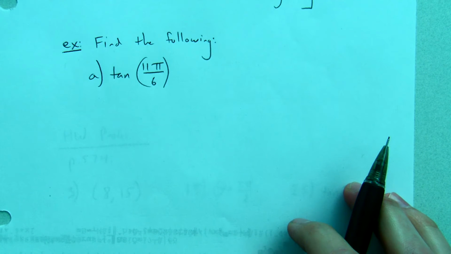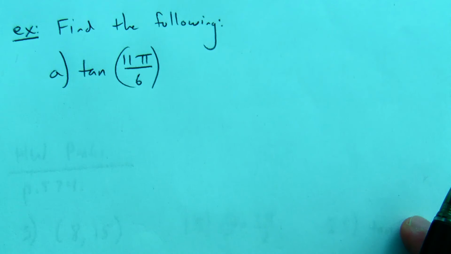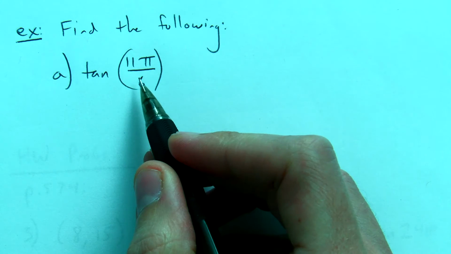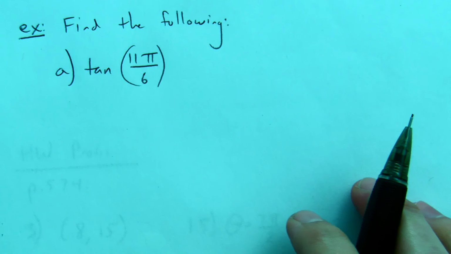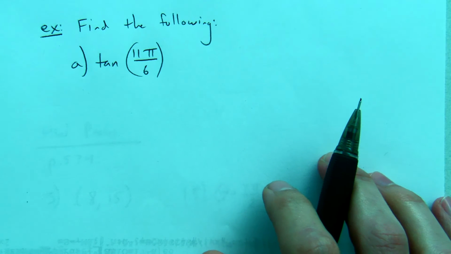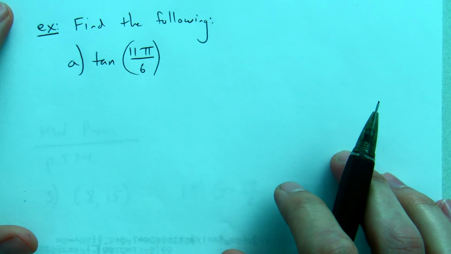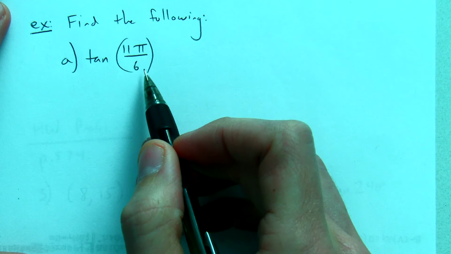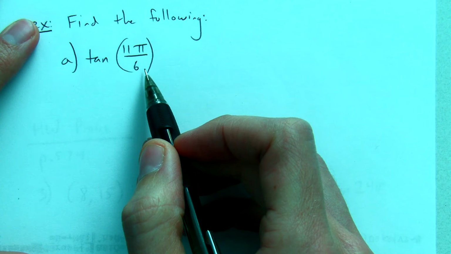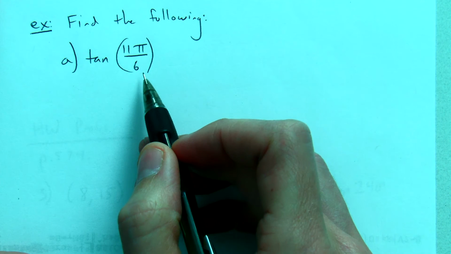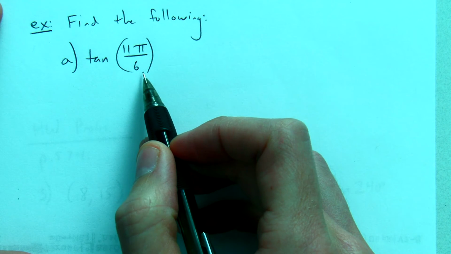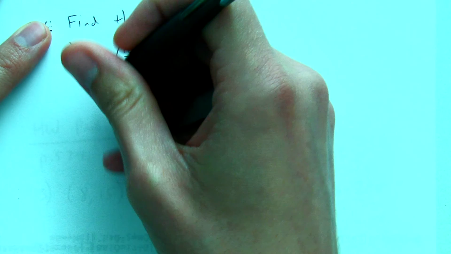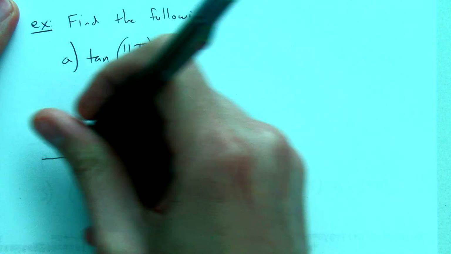Let's try this angle, 11 pi over 6. Now, first we've got to find 11 pi over 6 on the unit circle, or in standard position. To do that, you can either convert 11 pi over 6 into degrees by multiplying by 180 degrees over pi, or you can do it by just counting up in fractions. Let's do it that way. That sounds fun. I like fractions.